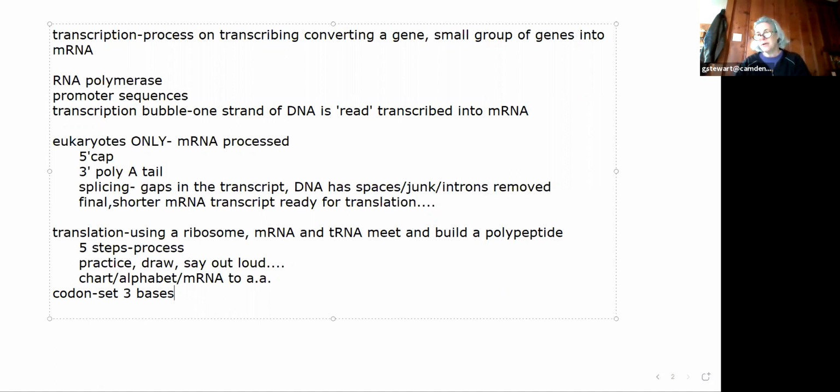And then the last part of this chapter is about mutations, which are any changes to the DNA.